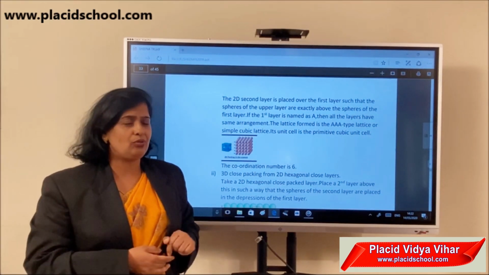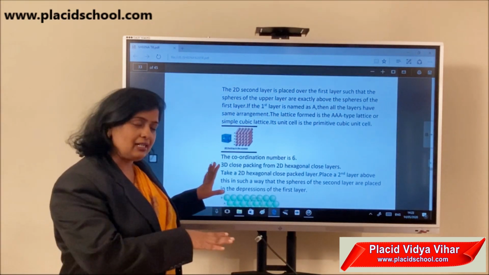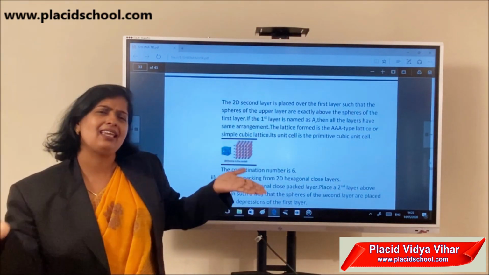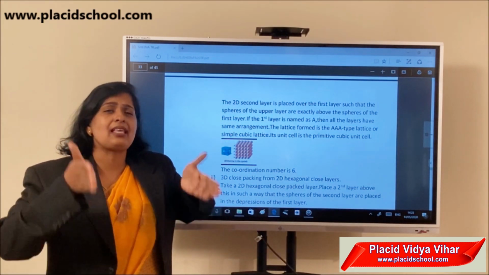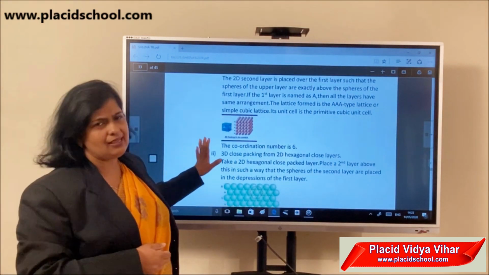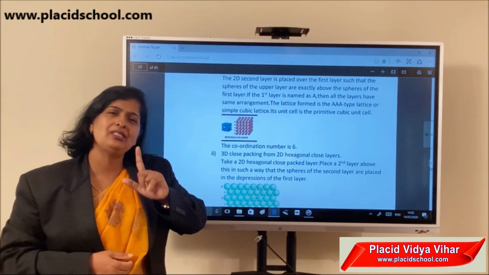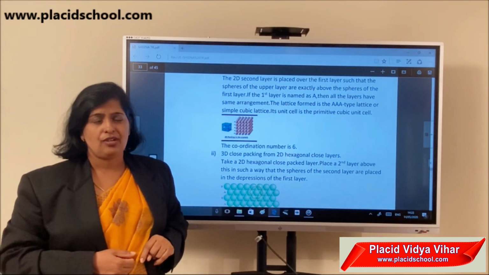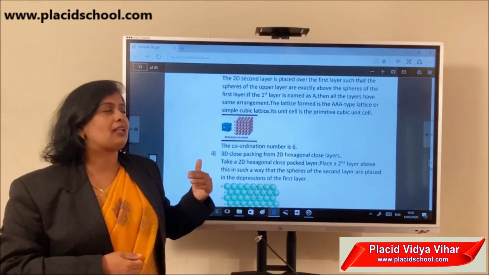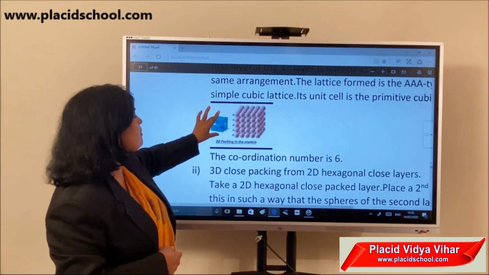The first method is the same thing we have done in two dimensions. Take a single layer of two dimensions, and take another layer and keep it exactly above the first layer. Then the pattern is the same as square close packing, but we use the term square close packing only for two-dimensional structures. When it comes to three-dimensional structures, we name it as simple cubic lattice or AAA type lattice. I will show you here. This is a simple cubic lattice.